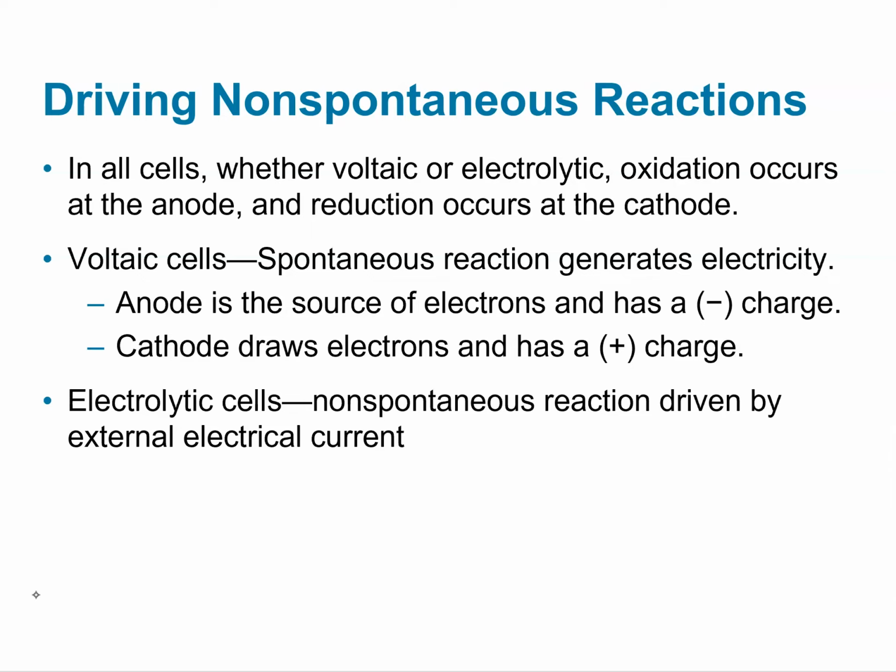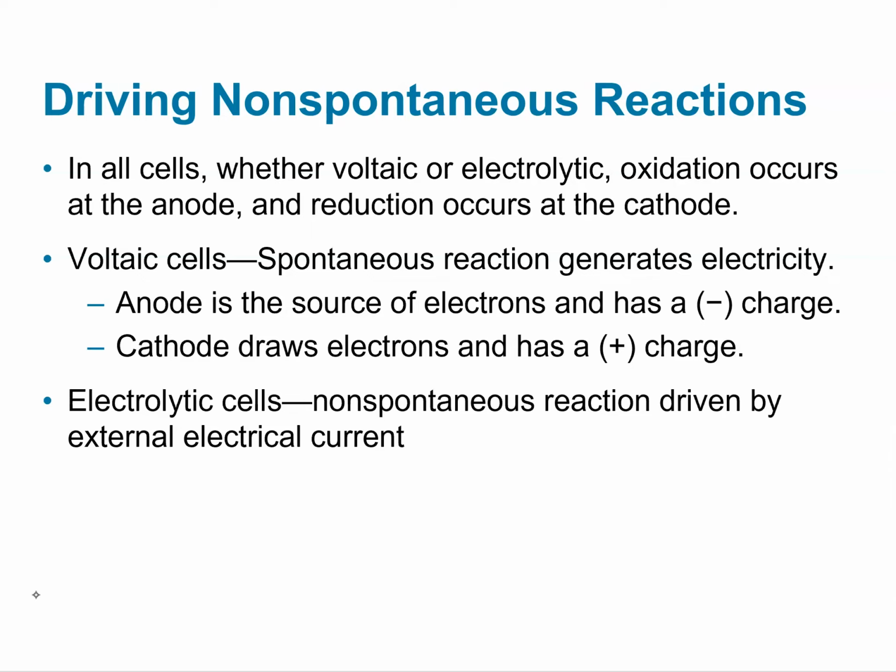Driving non-spontaneous reactions. This is a really neat change of events in the way we can see electrochemistry. Because in all cells, whether they're voltaic cells or electrolytic cells, oxidation is going to occur at the anode and reduction is going to occur at the cathode. However, in voltaic cells, spontaneous reactions create electricity because the electrons want to move spontaneously from source to sink.